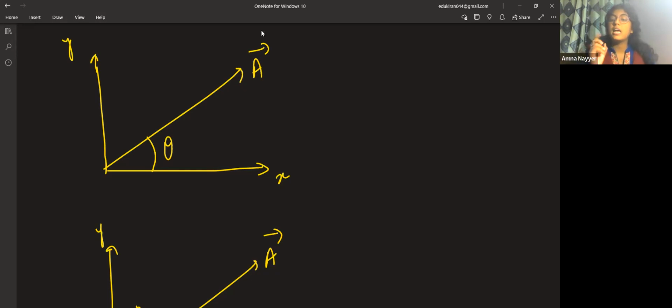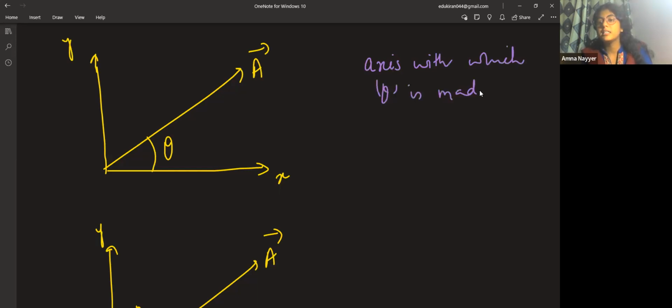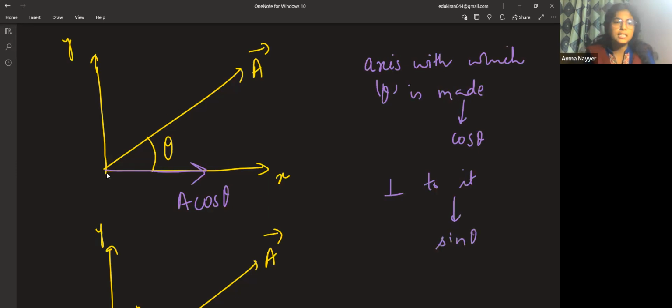Suppose this is the main vector A. The axis with which theta is made, this is taken as cos theta. So this becomes A cos theta. Fine. Now perpendicular to it becomes sine theta. Perpendicular to it, this becomes A sine theta. Now you will be using A sine theta along the y-axis. You will be using A cos theta along the x-axis. All right. This is how we take it.